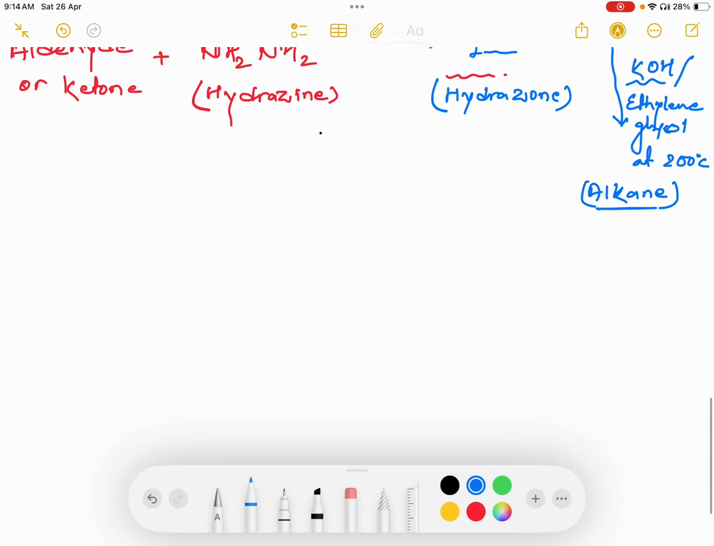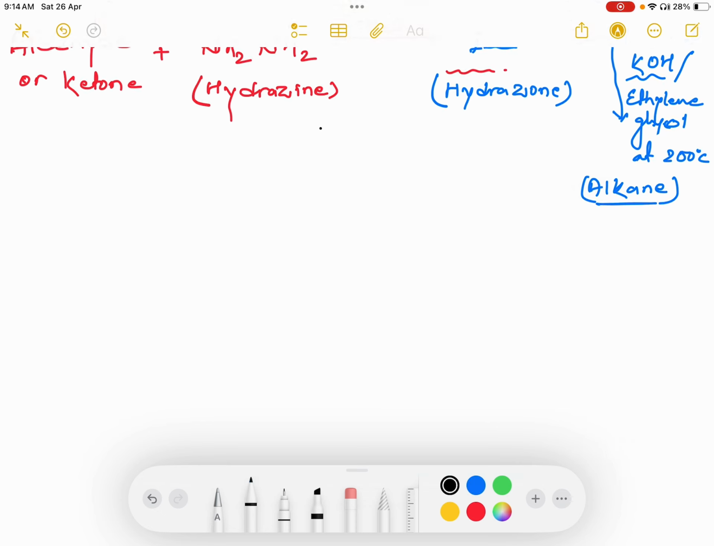Let's move on further. We have CH3 C double bond O CH3. We need to treat it with hydrazine, that is NH2 NH2. What will exactly happen in the first step?